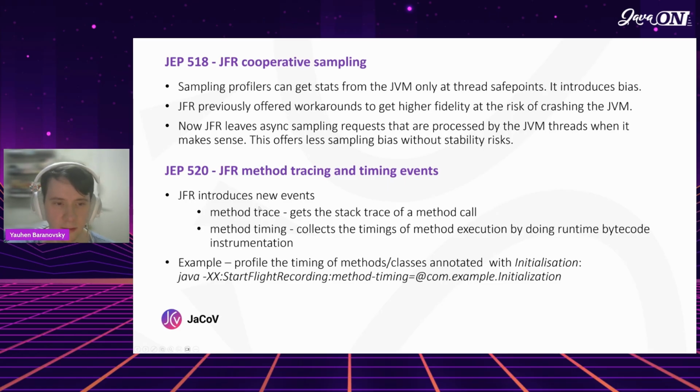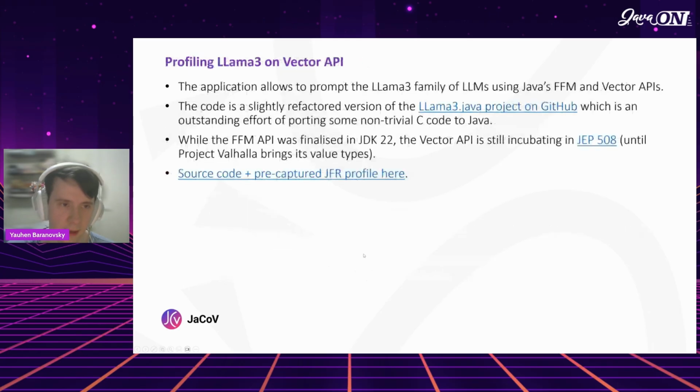So basically, you are able to quite easily collect traces for certain method invocations and also collect timing results, so min, max, and average execution times. And this is configured by some simple options, which you can see on this slide. And let's have a look at a simple example.